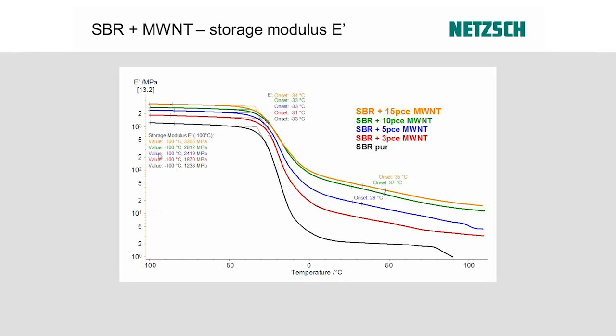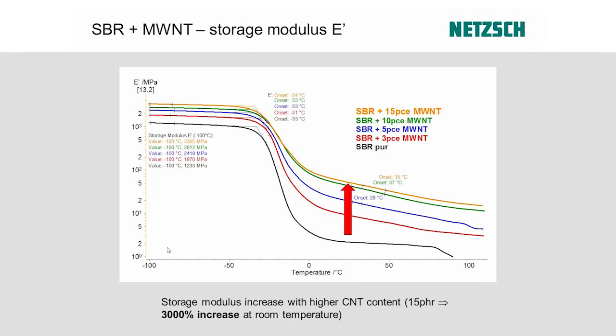The important thing is, again, the scaling here is logarithmic. So this increase here at room temperature is quite strong. This is a 3,000% increase of the storage modulus of our material at room temperature, and I would call that significant. And this is what you can easily investigate with the DMA.